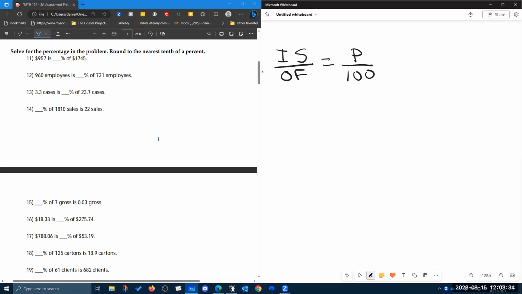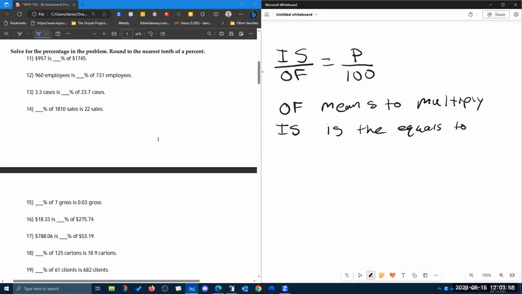Another way is simply to know that the word of means to multiply. The word is, our statement of equality, is the equal sign. And the question word is our variable.